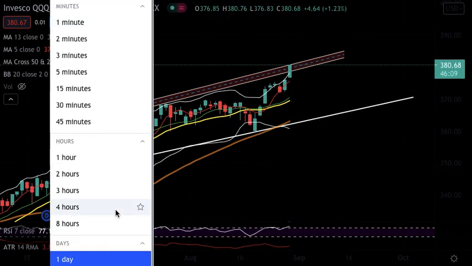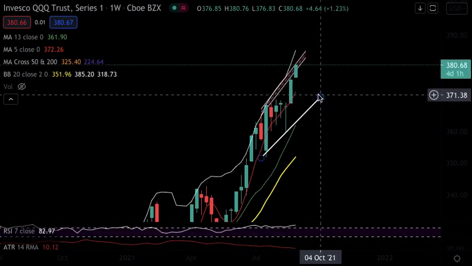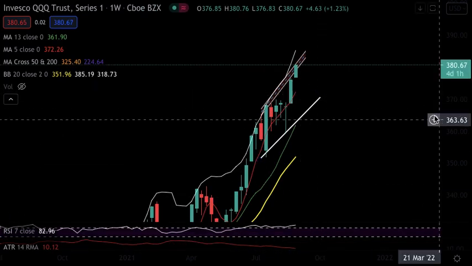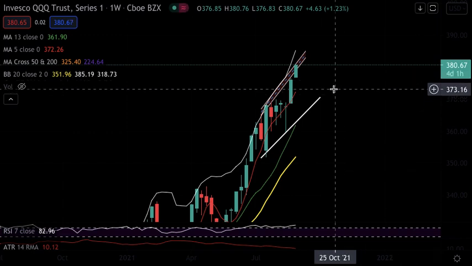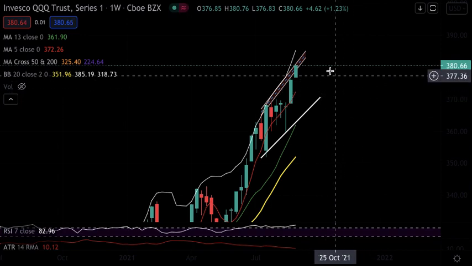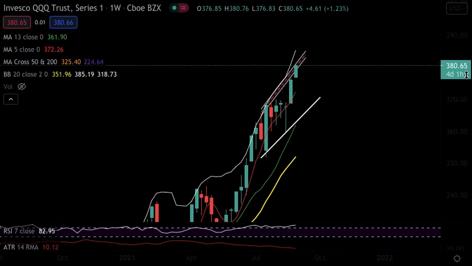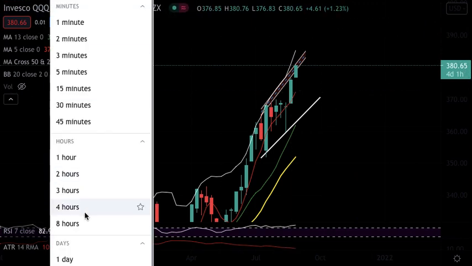Okay, check the weekly chart. And the 5-day moving average is around 372.26. That's an $8 drop. Okay, and that $8 drop could get a lot of people bearish and thinking it's the end, when really it's just another routine pullback for the triple Q. Okay, guys, so watch those levels.